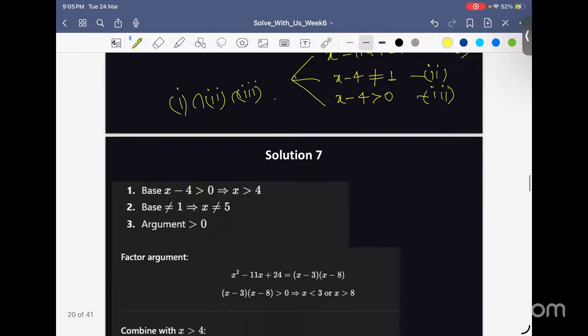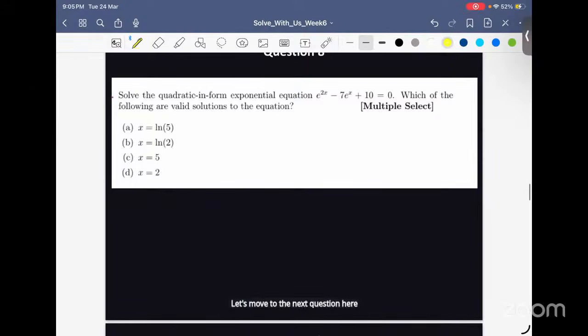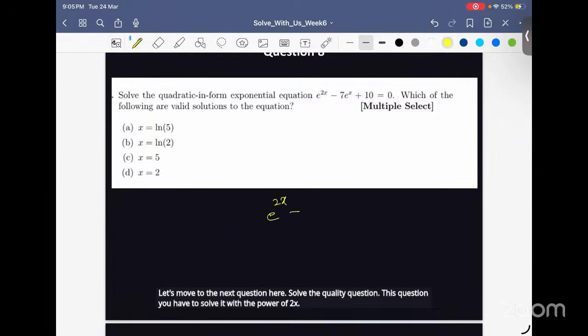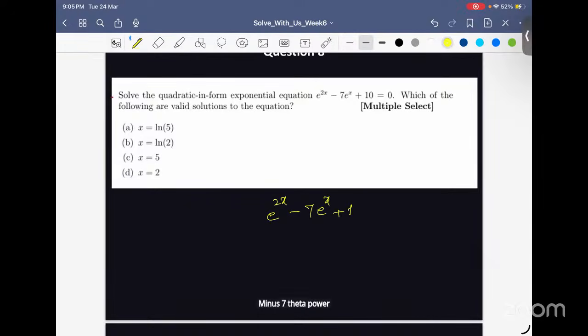Okay. Let's move to the next question. Solve the quadratic equation e to the power 2x minus 7 e to the power x plus 10. This type of question will also be asked in the exam.